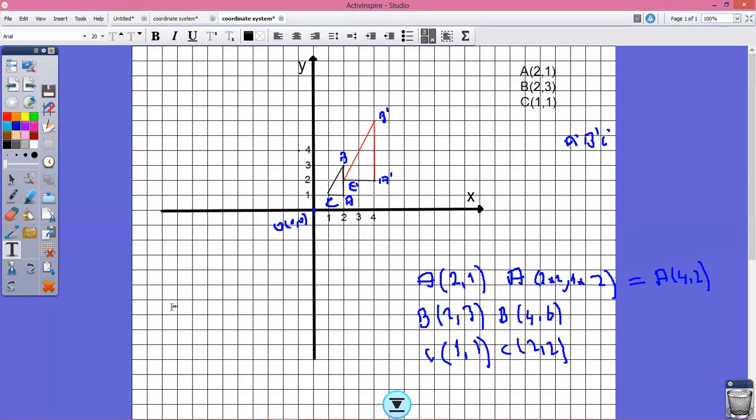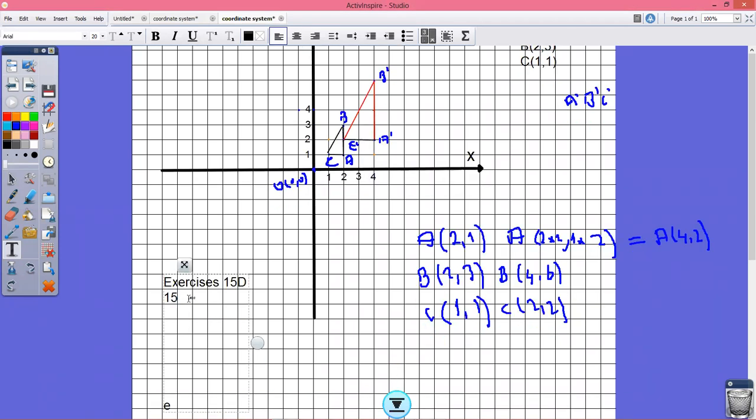Now, with this one, today we finish our lesson. The exercises: you have two exercises today. One of them is not too big. Okay, 15D. The other one is 15E. Okay. 15E. Sorry. Let me write the E here.